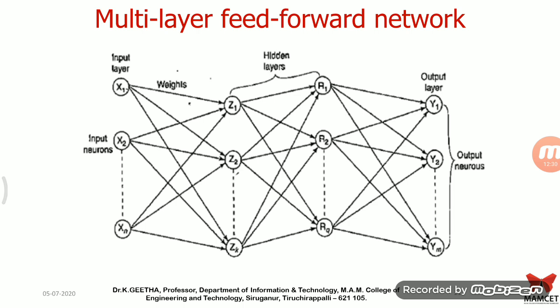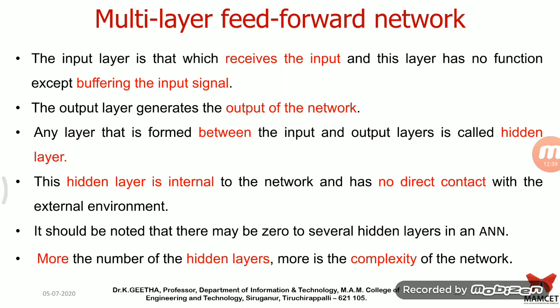We don't have any feedback, that is, the output will be given as input to the hidden layer or input layer. So it is known as a multi-layer feed-forward network. The input layer is that which receives the input, and this layer has no function except buffering the input signal. The output layer generates the output of the network, and the layer that is formed between the input and output layers is called the hidden layer.